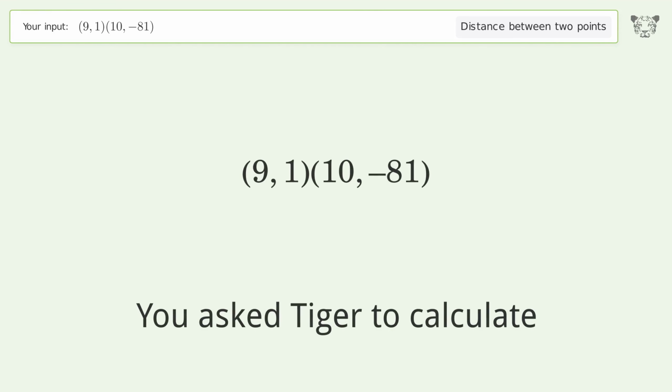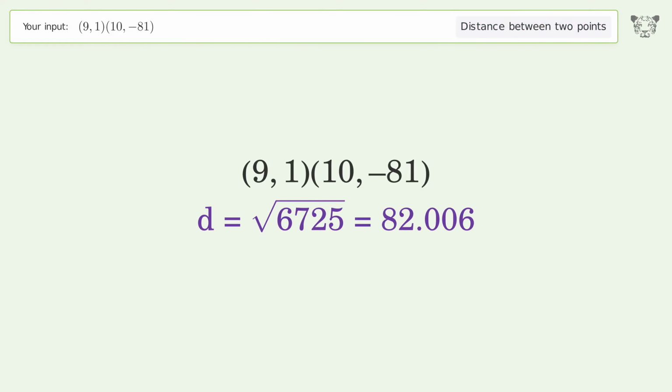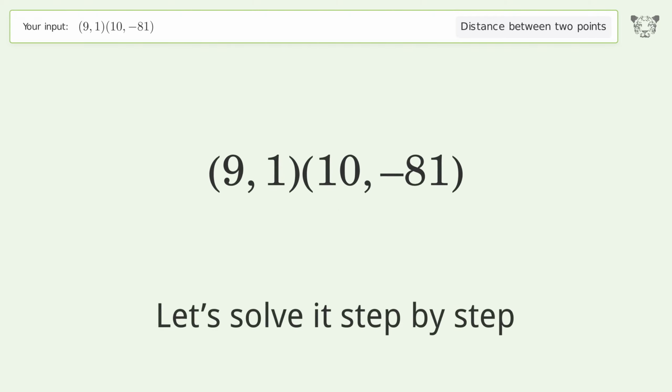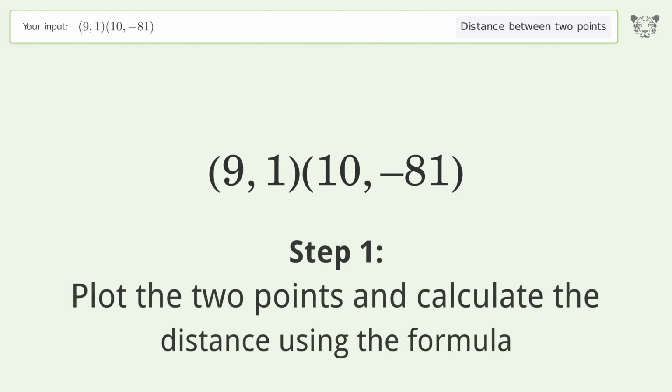You ask Tiger to calculate. This deals with the distance between 2 points. The distance between the 2 points is the square root of 6,725, or 82.006. Let's solve it step by step. Plot the 2 points and calculate the distance using the formula.